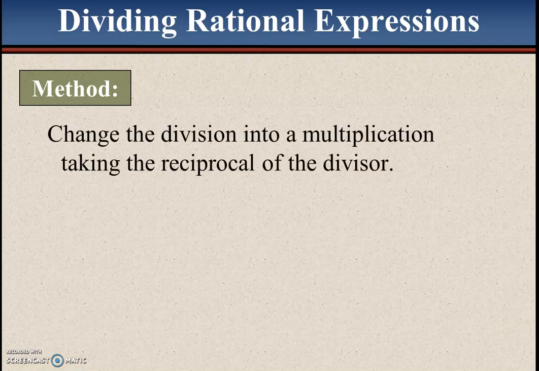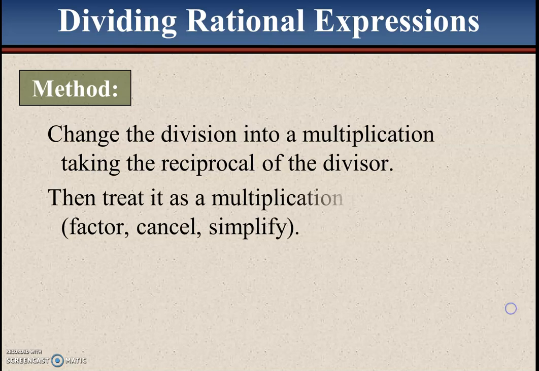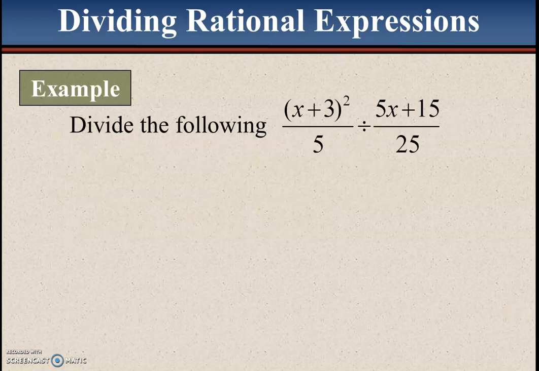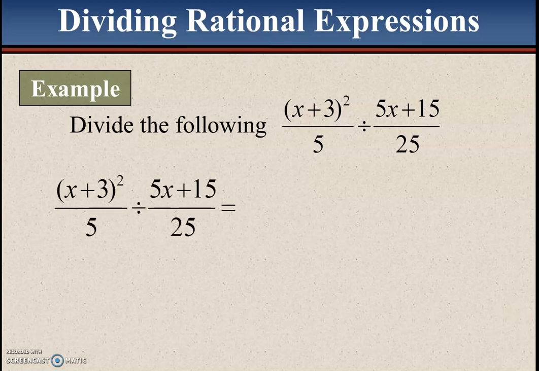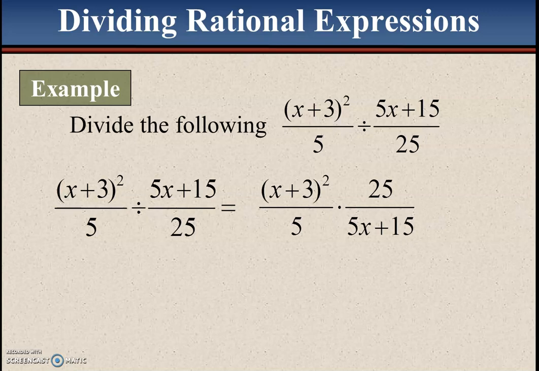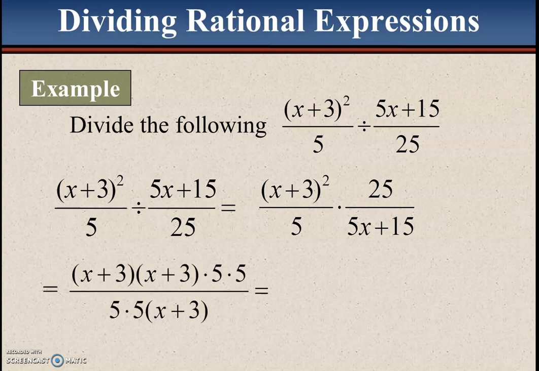You change the division into a multiplication. You take the reciprocal of the divisor and treat it as a multiplication problem. You can only cancel when it's multiplication. So even though I might be tempted to cancel at the start here, don't. Rewrite it with the second fraction flipped. Then you factor. Everyone see all the little pieces there? Now, I didn't really have to break the 25 up like that, but I wanted to show it this way. And the factors left over, x plus 3, that binomial. That's your final answer.